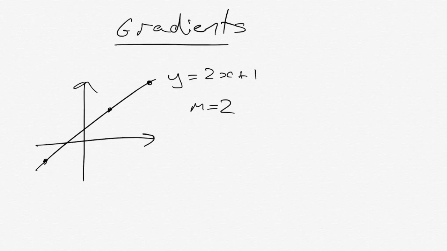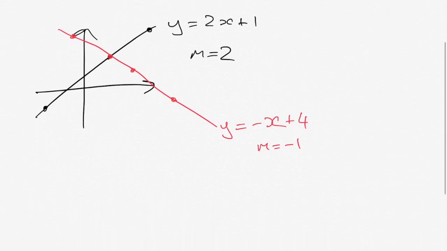Let's look at another line. Let's say that we've got a line that looks like that, and we'll say that this line is y is equal to negative x plus 4. What's the gradient of this line? We know that for this line the gradient is equal to negative 1, and it's negative 1 there and there and there and there, negative 1 the entire line.